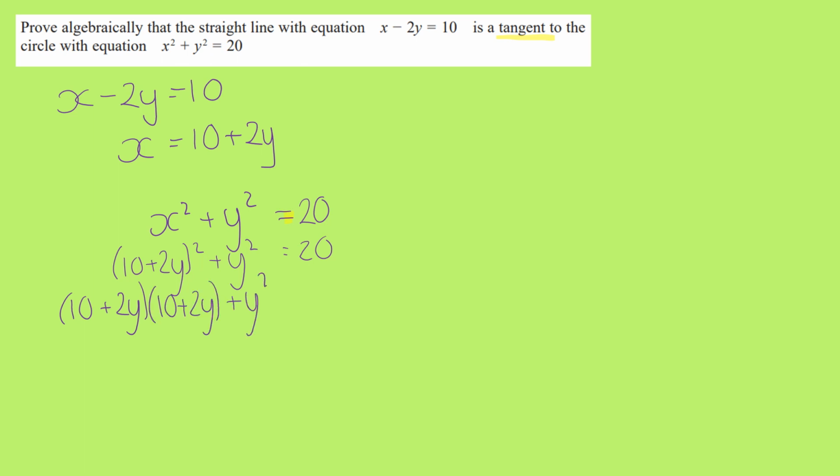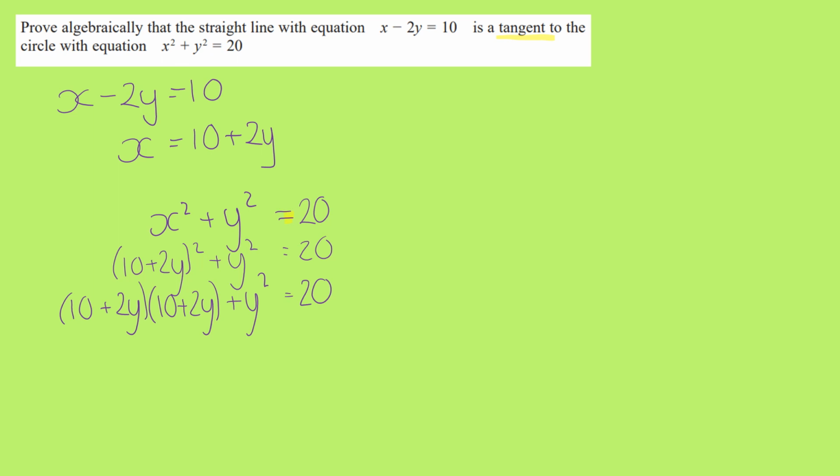Plus y squared equals 20. I keep this all together just so that I'm not going to forget to add it back in. I'm not going to miss anything. There's going to be a lot of variables here and I don't want to lose something by just expanding my brackets elsewhere. So let's expand my brackets.